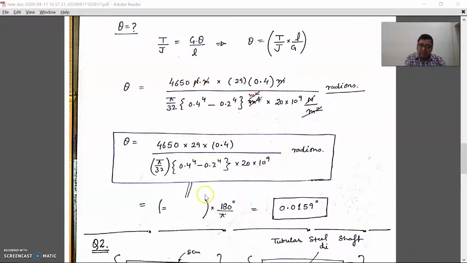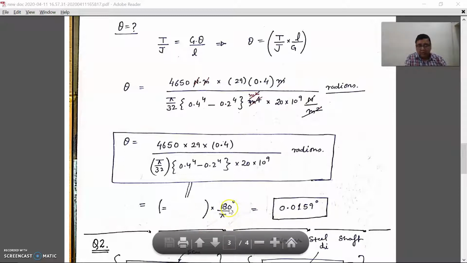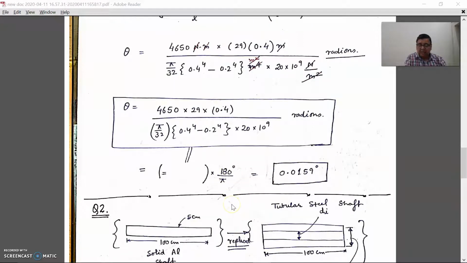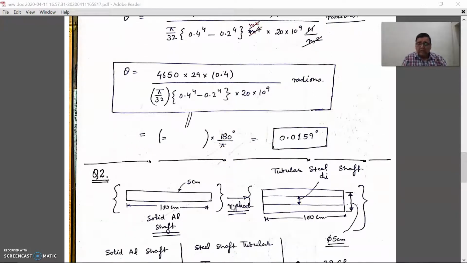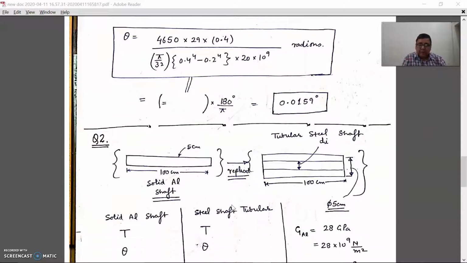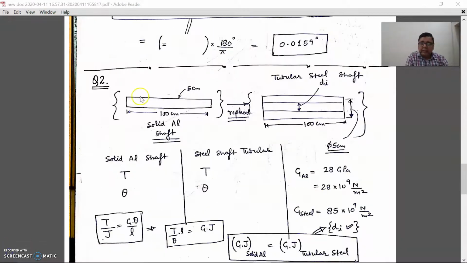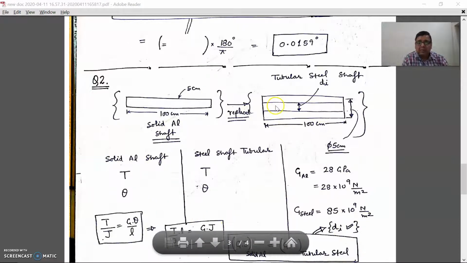You can always leave your answer in radian only, but if you wish to convert your answer into degree, then you have to multiply and divide by these two terms, right? Okay. Second question is about comparison of two shafts. In this question, this is the second numerical of your tute sheet. You can note, you can study that numerical from there itself, but for the sake of time, I had written the complete information whatever is given in that numerical into this paper, right?